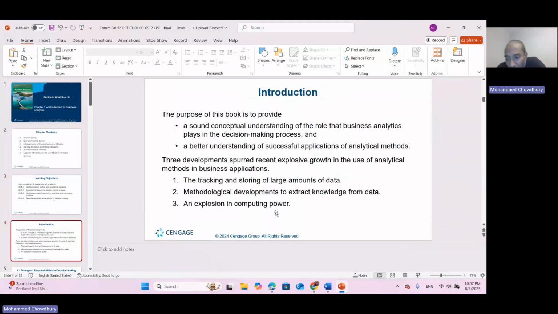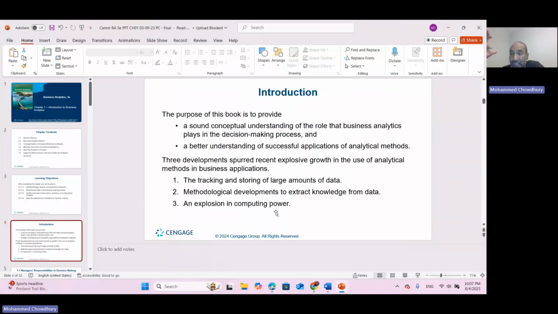In the introduction of these 6 sections, the purpose of this book is to provide a sound conceptual understanding of the role that business analytics plays in the decision-making process and a better understanding of successful applications of analytical methods. So what does this mean? In order to run a small, medium, or big business, some important decisions are to be made in a continuous process.